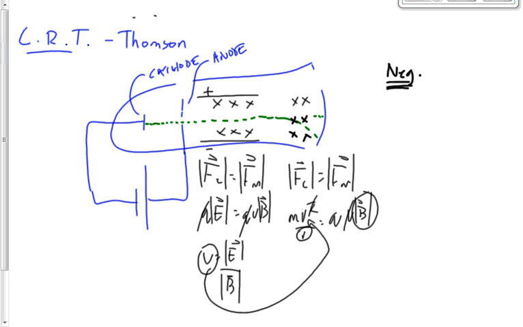to plug into here. Now we have two variables that we don't know the values of, m and q. And what we do at that point is just rearrange and solve for the ratio of the two, q over m.